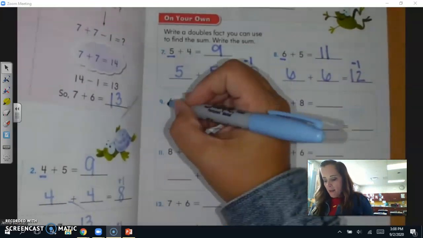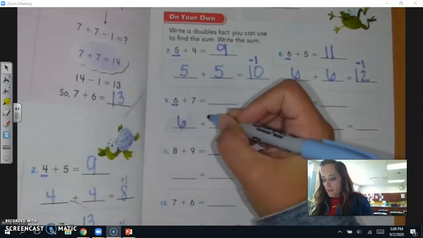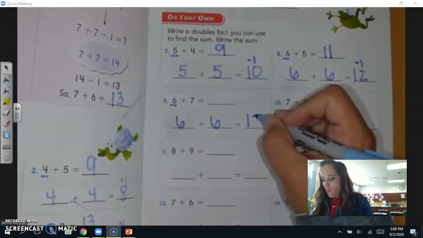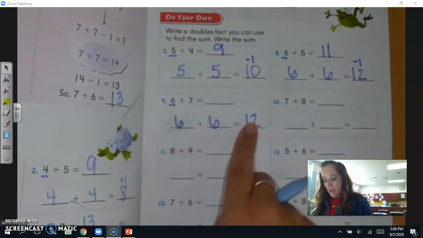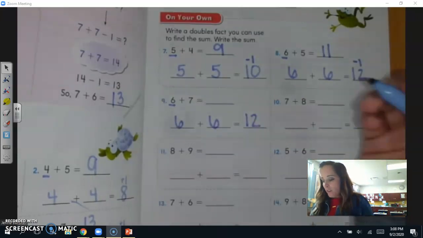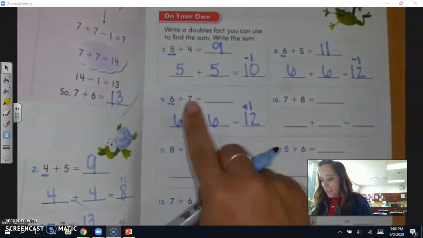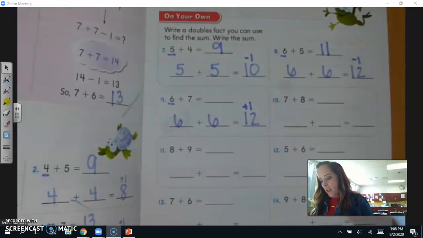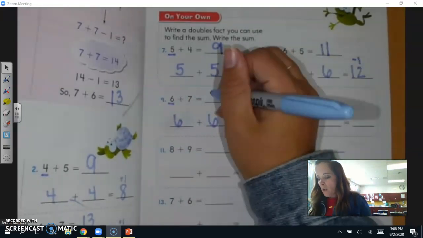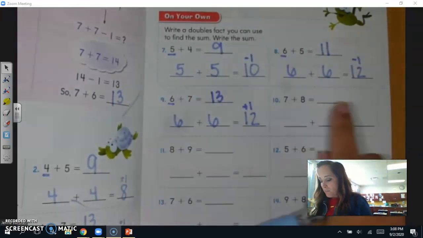6 plus 7, I'm going to underline that first number. 6 plus 6 equals 12. Are we going to add or subtract 1? What do you think? Hopefully you said add 1. Because 6 is smaller, so we gotta get some more, right? We need more. 12 plus 1 equals 13.